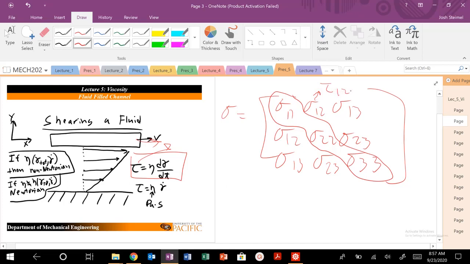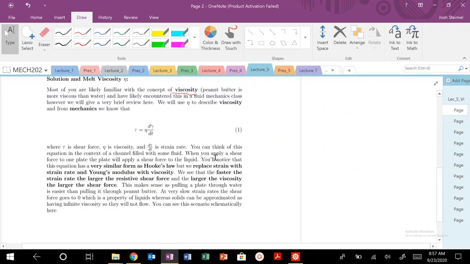We'll get into some of the details. The shear stress is related to the viscosity, this eta, times my strain rate, the rate at which I pull or strain this viscous fluid. And this should make sense, right? If my material is more viscous, for example peanut butter, I'm going to have a larger shear stress. With my viscosity increased, it's going to be harder to pull that plate through that fluid. So that's the context of what we're dealing with here.